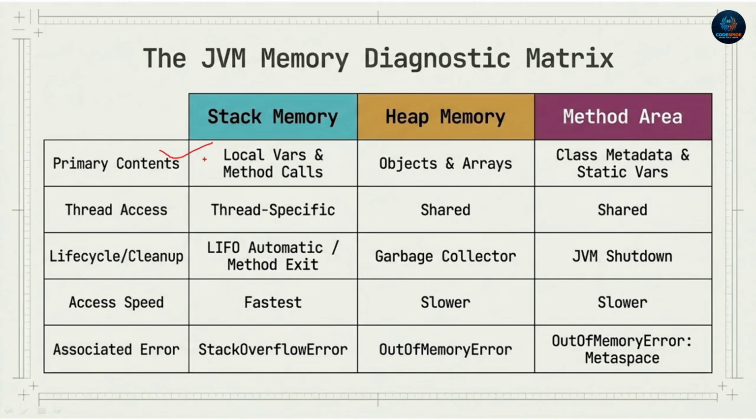The primary contents are: local variables and method calls, objects, and class metadata. Stack is thread specific, heap is shared. Stack follows the LIFO concept, heap is managed by the garbage collector, and stack memory is cleared at the end of the method or JVM shutdown. Access speed of stack is faster and heap is slower. The associated error: StackOverflowError is triggered here. Repeatedly, you will see OutOfMemoryError here, and OutOfMemoryError in metaspace you will also find here. So this is the complete differentiation between stack memory, heap memory, and method area.